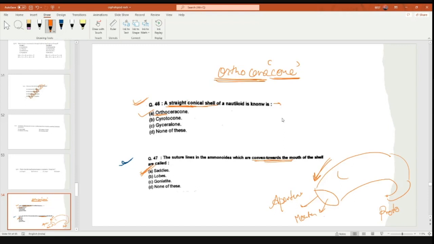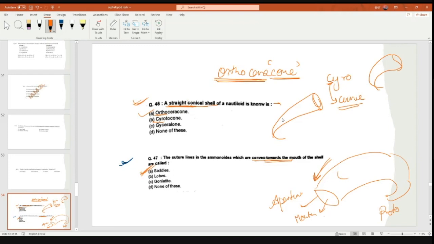And if there is the chirotocone, chiro means you have to see, the trick is here. Chiro: C for curve. So it is quite curved in nature, like this. C for curve you have to remember, and cone is there. So these all are cone-like structures. So these are the chirotocone.